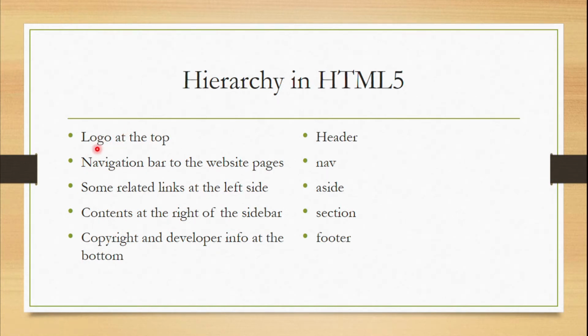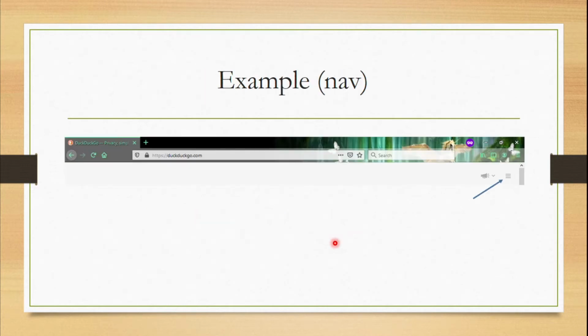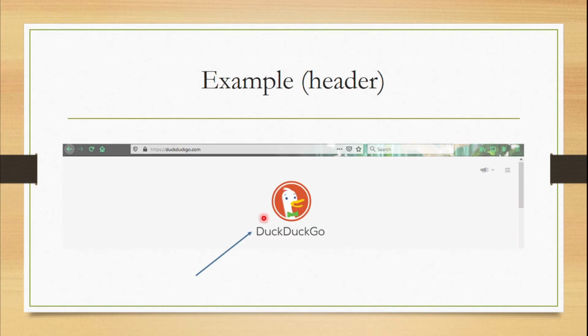The logo will be placed inside a header tag. The navigation bar will be within the nav tag. If we are going to have some links, we'll put them inside an aside tag. Then the content, we are going to place it inside section, and at the end, the copyright details will be inside the footer. So if we take the example of DuckDuckGo, we can see that the navigation bar has this list, nothing else. And then the header has the logo of the website itself.